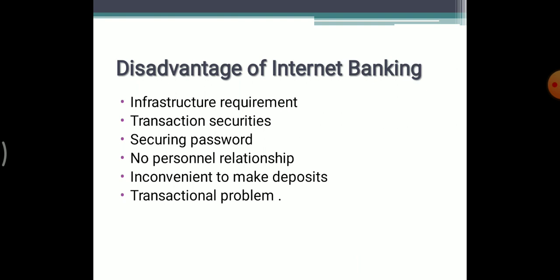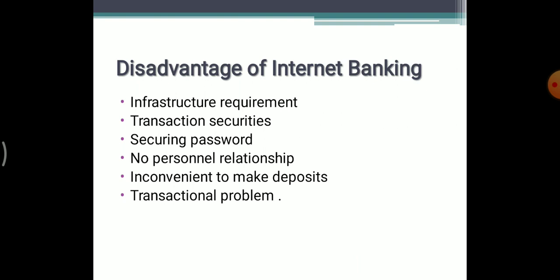So next, no personal relationship. A traditional bank provides an opportunity to have a personal relationship with the local branches. This is not the case with internet banking. And next, inconvenient to make deposits. A bank's main purpose is to attract deposits, and it is hard to make deposits through internet banking.